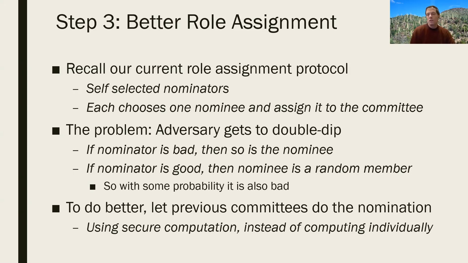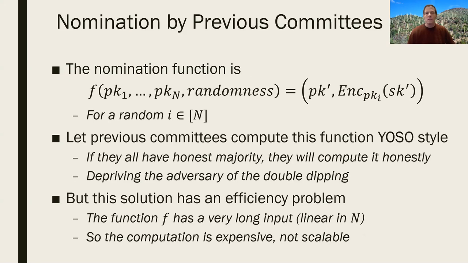And the very natural thing to do now that we can compute in the YOSO model is just, instead of having individual nominators, let's make the previous committees be the nominators. Previous committees have an honest majority in them, so they can act as a trusted good party. So let them be the nomination instead of computing that individually. And this way we can get our resilience better. So that's a nice idea.